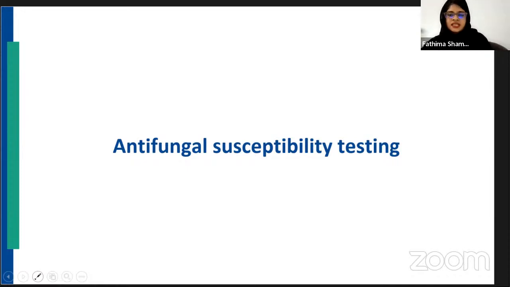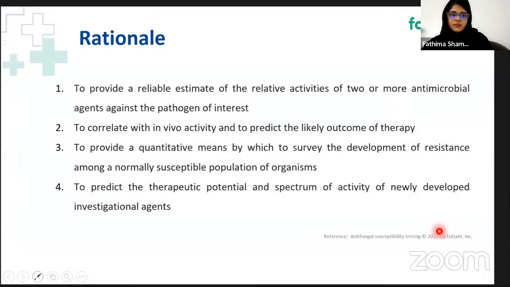Now let's discuss what is the rationale behind it. So first thing, to compare how well two or more antifungal agents work against a specific pathogen, to predict how well an antifungal agent will work in the body, whether it will cure an infection, to measure how quickly fungus become resistant to an antifungal agent, and to predict how well new antifungal agents will work against infections.